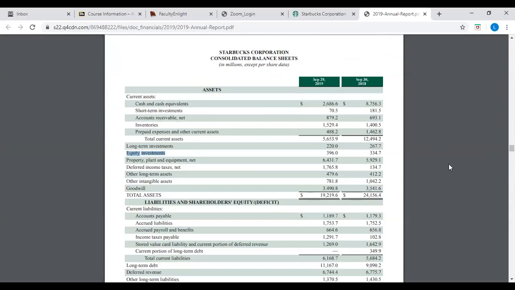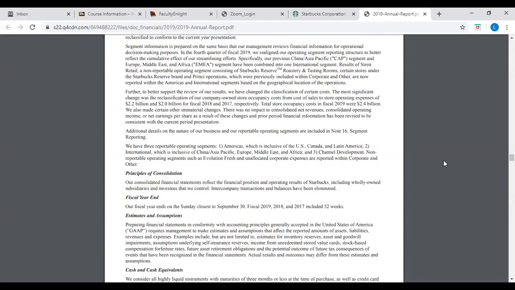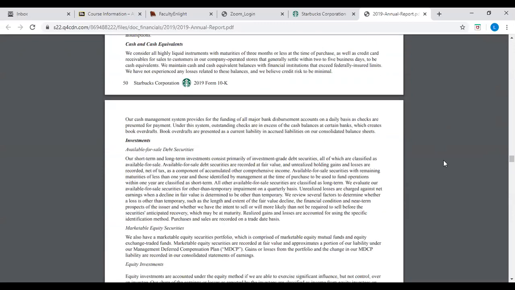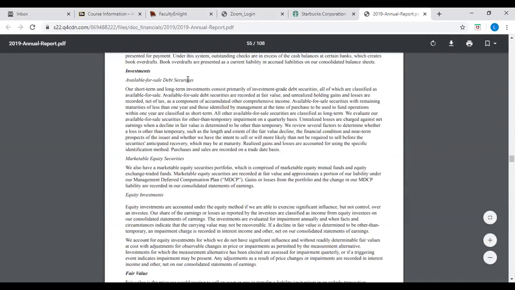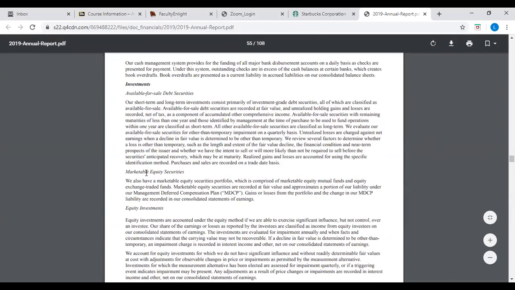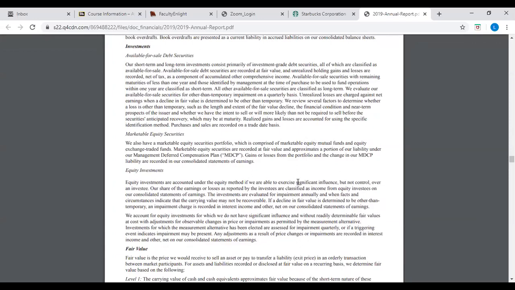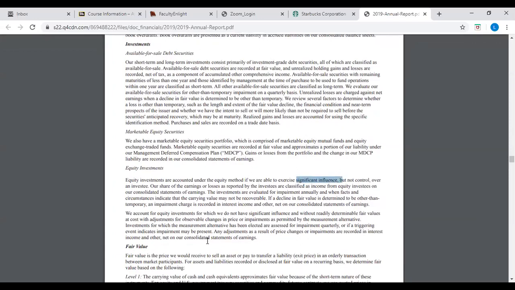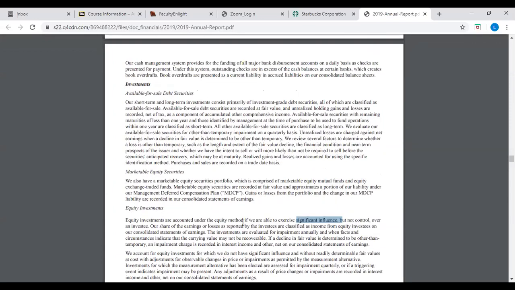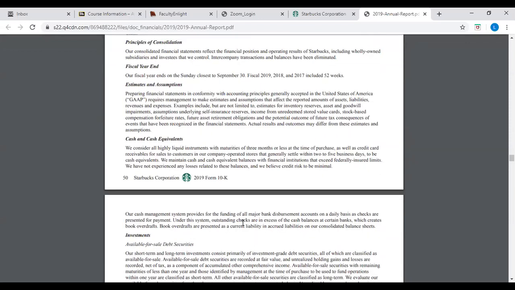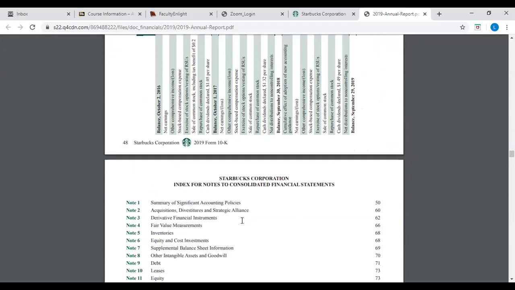I'll show you very quickly. I just saw available for sale investments. Available for sale debt securities. Marketable equity securities. So these are those securities that they're going to have insignificant influence over. Equity investments, where they exercise significant influence. How they account for fair value. So it's happening out there. It's just showing you it actually does.